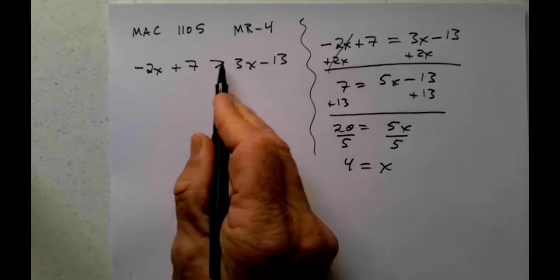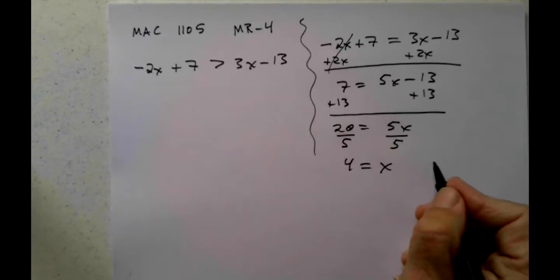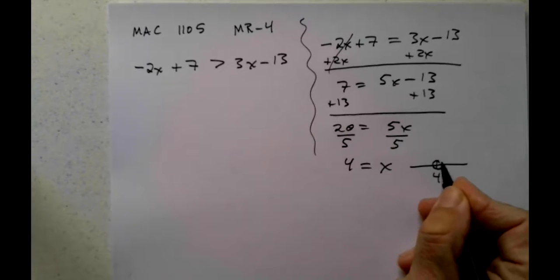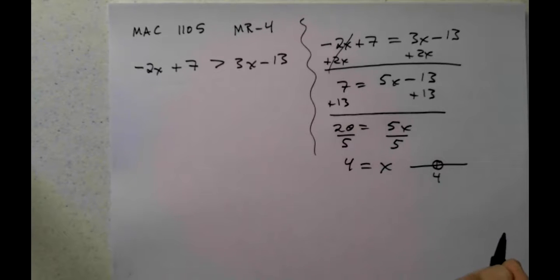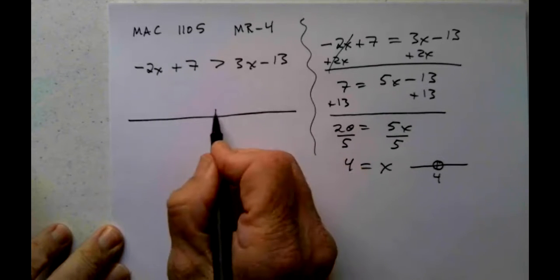Now look at the symbol. It's greater than, not greater than or equal to. Since it's greater than, the cut point of 4 is going to have an open circle. If it was greater than or equal to, it would have to be a closed or a solid circle. So here is where I differ from most.